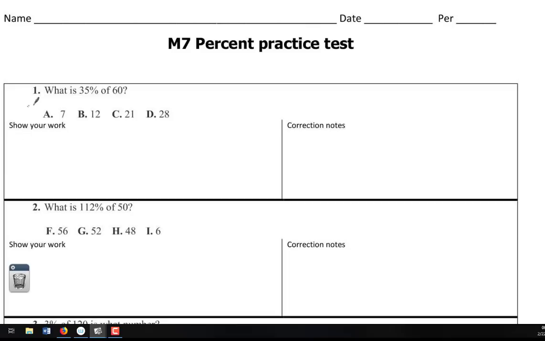All right, problem number 1. What is 35% of 60? So there are a couple different ways of doing this. One method is to use our percent proportion. Remember, that's always the 100 part. And in this case, the 35% goes here. The of 60 goes here. We're trying to find the part. So we can multiply x times 100 and multiply 35 times 60.